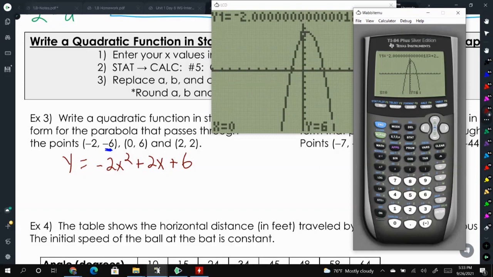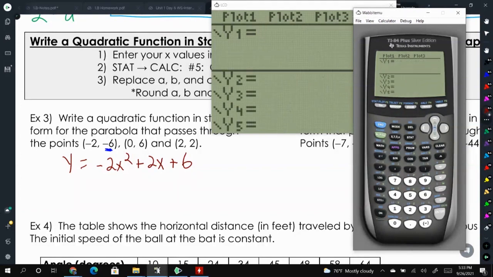So if I press trace, look at 0, 6, that's 1 point. 2, 2 is another point. And negative 2, negative 6 is a point. You don't have to do that part.